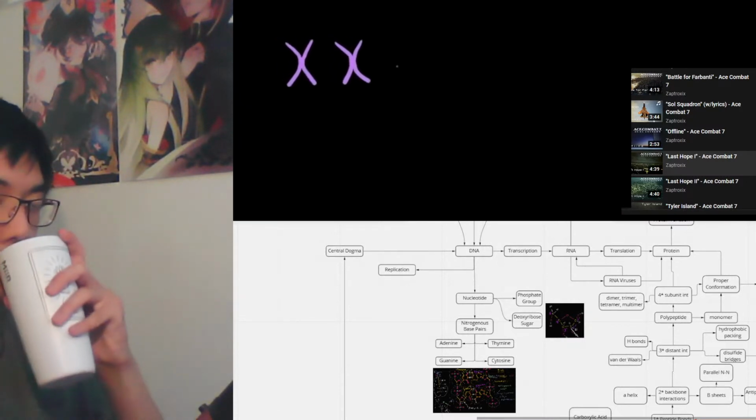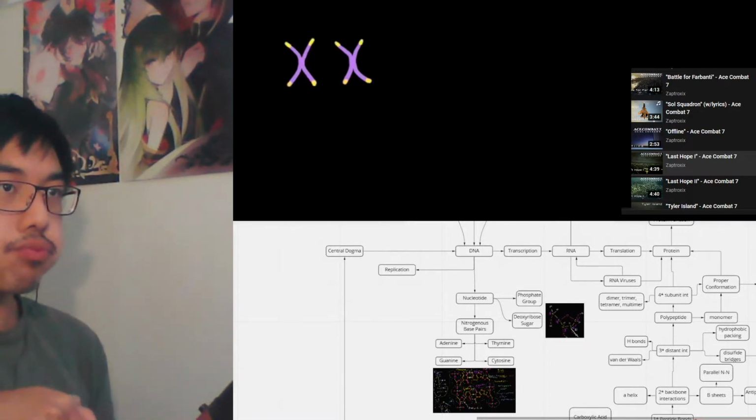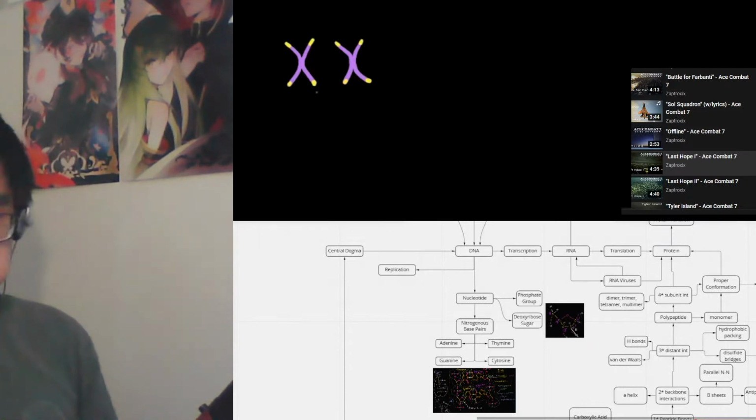Here is a pair of chromosomes as they would appear during mitosis, and the ends of chromosomes are capped with an area known as telomeres.